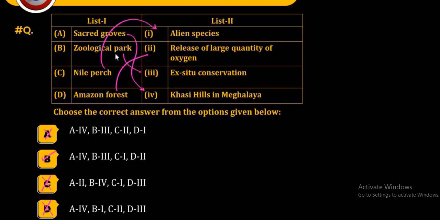Next question. Sacred groves, Khasi Hills in Meghalaya, geological park, ex situ conservation, Nile perch, alien species, Amazon forest, release of a large quantity of oxygen.